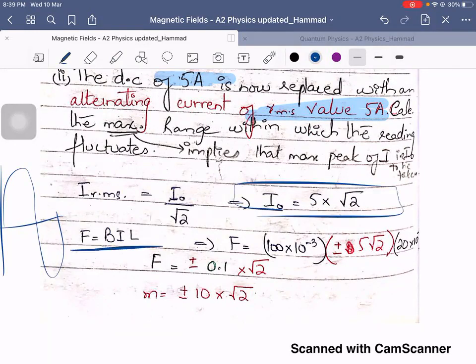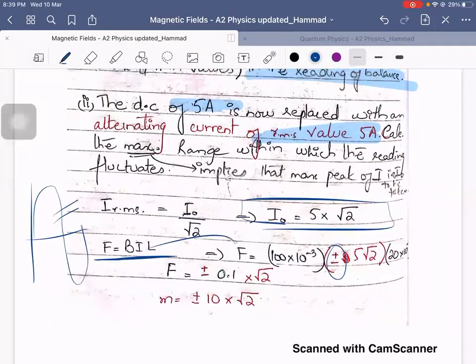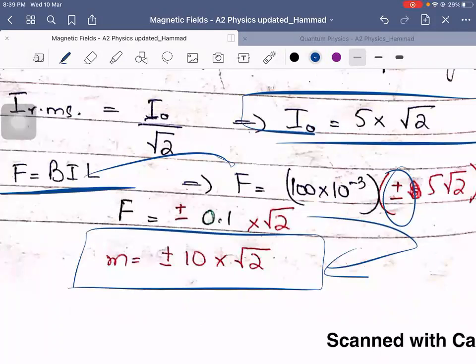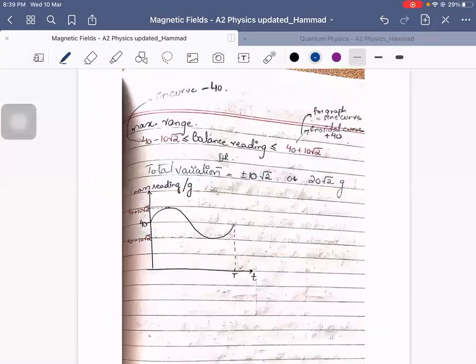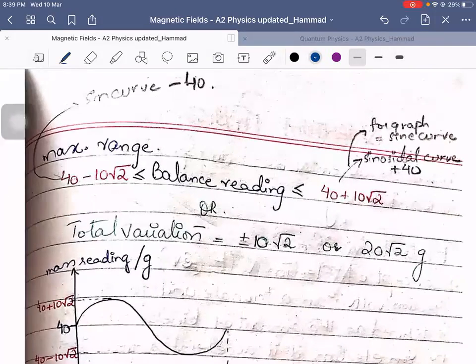And using F is equal to BIL, you can actually work off the value of the force. I'm using plus minus because there is a positive part attached to the cycle. There is also a negative part attached to the cycle, right? Simply giving me a force value, and the force would be divided by F is equal to mg, right? So if you need to work on the mass, you could further divide this value to get your value of the mass. By the way, this is in grams. Okay. Your maximum range would be 40 grams plus 10 under root 2, 40 grams minus 10 under root 2.